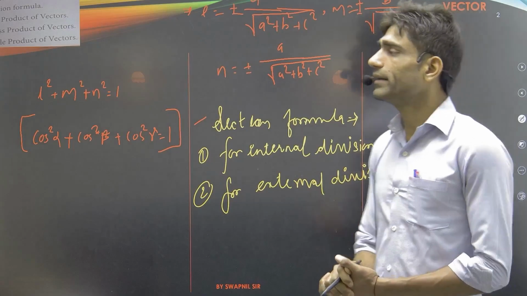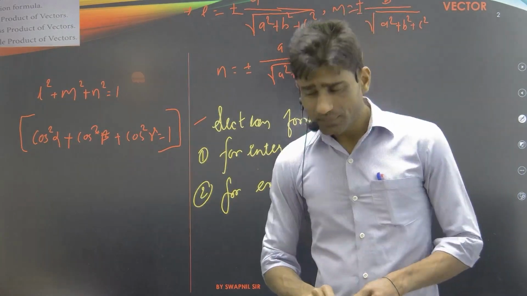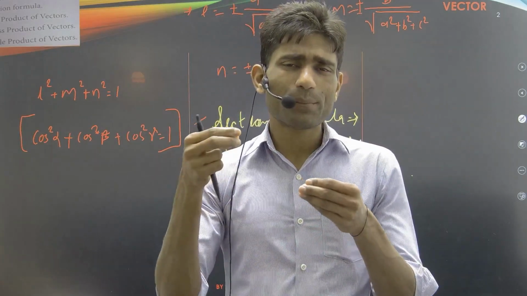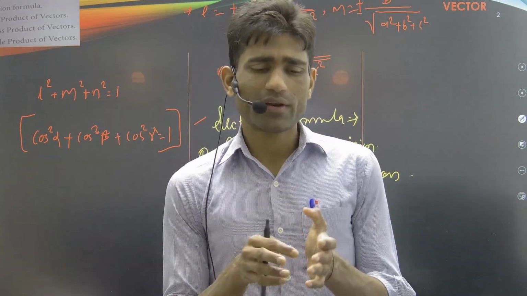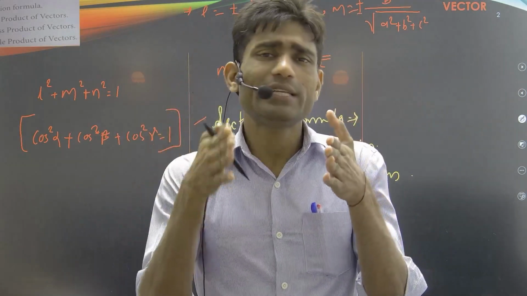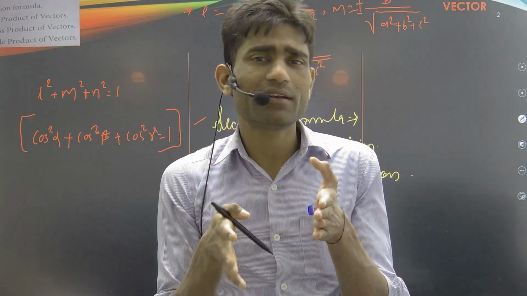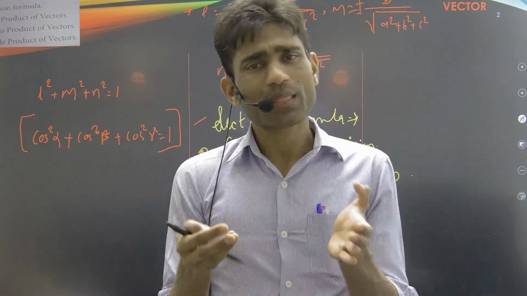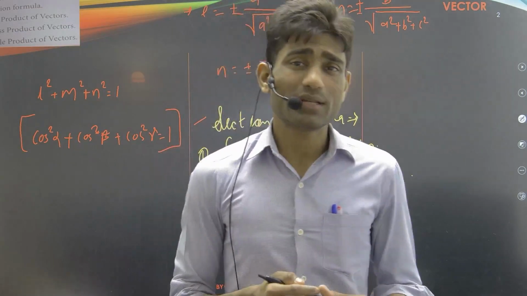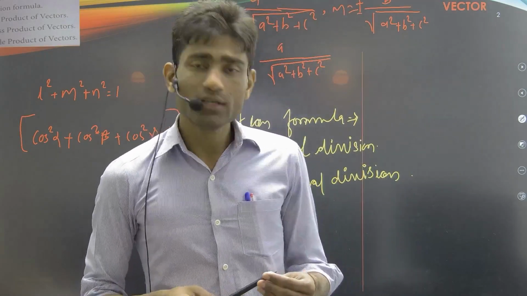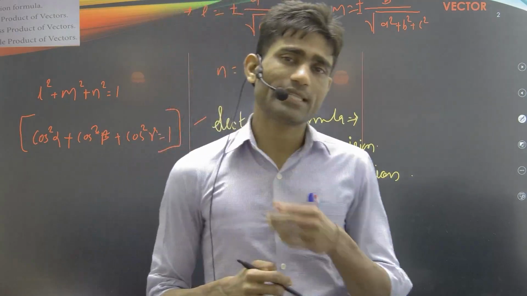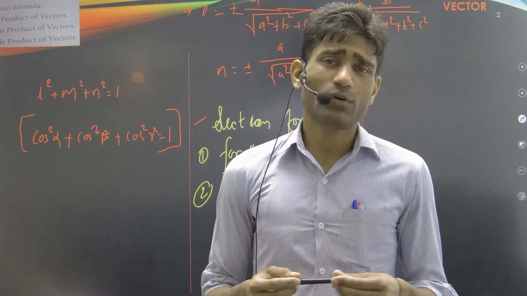The section formula for internal division says that if a point divides the line segment AB internally in the ratio m is to n, then the position vector is (m b bar plus n a bar) upon (m plus n). Here m and n are the ratio, and a and b are the position vectors. This is the section formula for internal division.